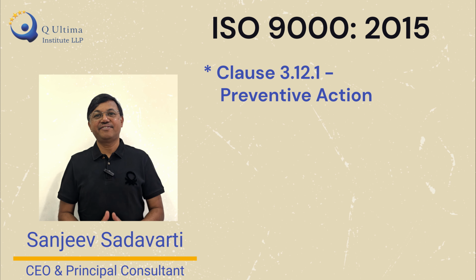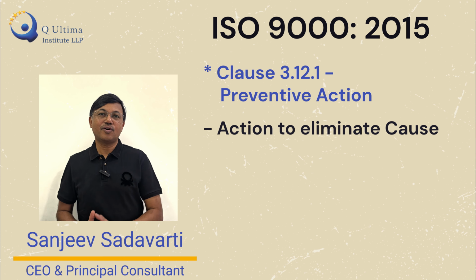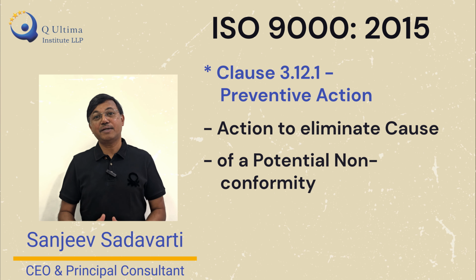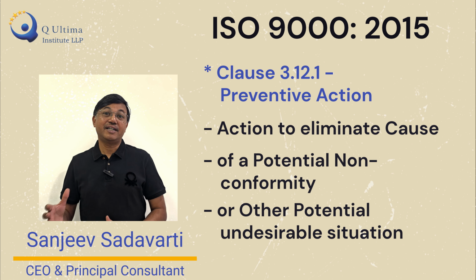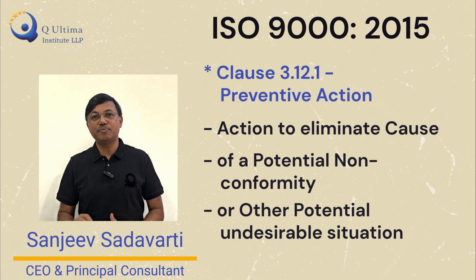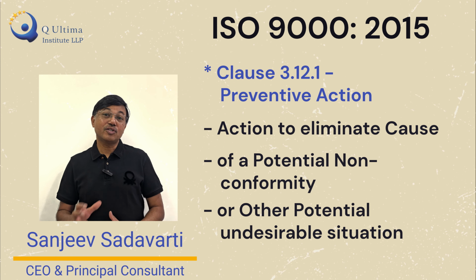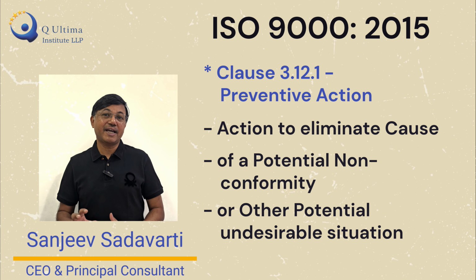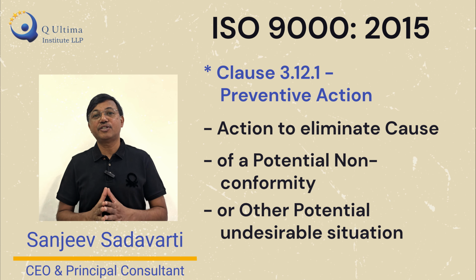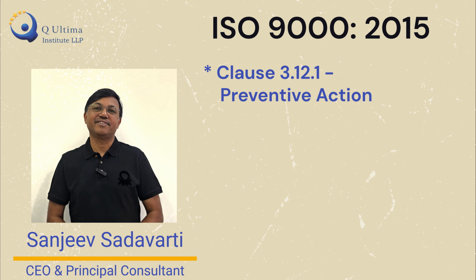Preventive action is defined as an action to eliminate the cause of a potential non-conformity or other potential undesirable situation. The key word in this definition is potential, which means we're trying to remove the cause of something which has actually not happened, and therefore the focus is on reducing the risk. Notes further clarify this definition.